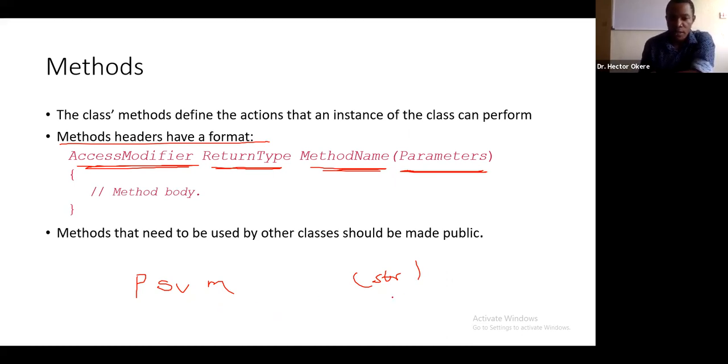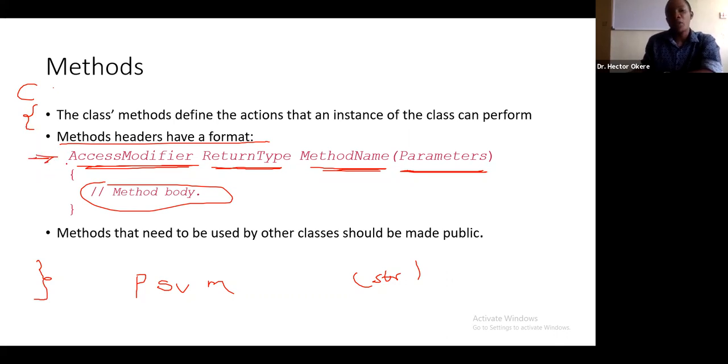Public static void main, and then you have the String parameters. And then obviously you now have your method body. So you see inside a class, the class will have a class body. Inside the class, you have methods. This is a method. Then the method will also have its own body, open and close, okay?